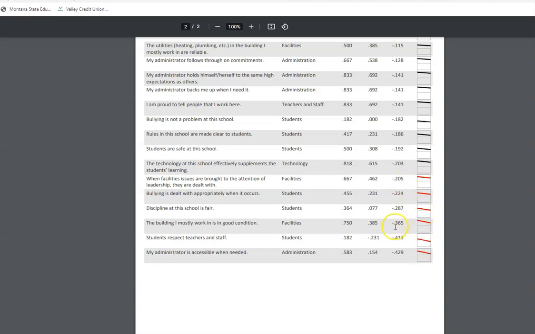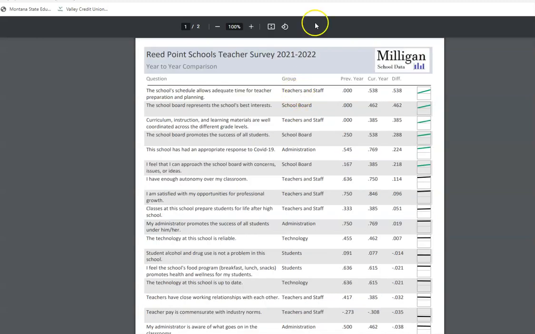It's important to understand that the red and the green is really just indicating if the change was statistically significant. There's nothing that says that a score of 0.154 is necessarily bad. It's just saying that that score went down by a statistically significant amount. So it's important to look at some of your other reports that would indicate if your score on a particular question is higher or lower than expected. But this report is just showing you the change from one year to the next. So that is the year-over-year comparison report.